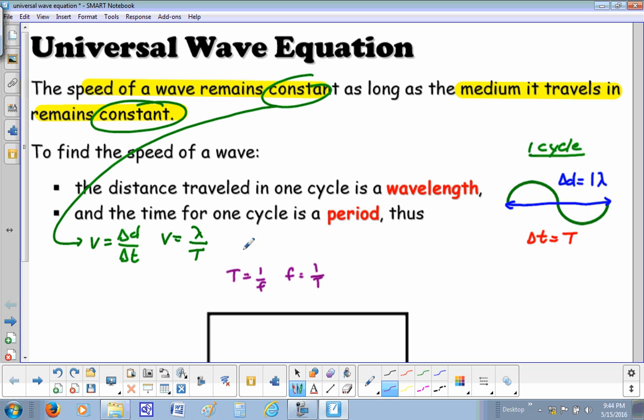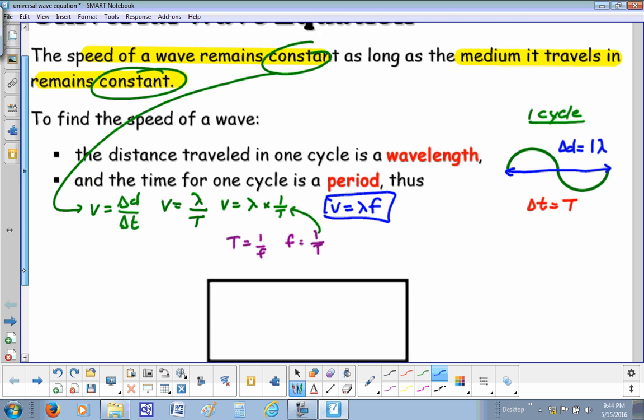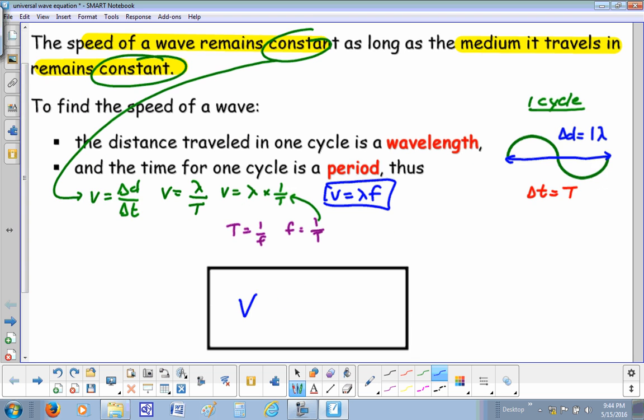So look what we have here. If I rewrite this equation, we have this. Wavelength times 1 over period, and we know this is the same thing as frequency. So I can rewrite my equation. Speed is equal to the wavelength times the frequency. And that is the universal wave equation. So let's write it down here. So the speed of a wave is equal to the wavelength multiplied by the frequency.